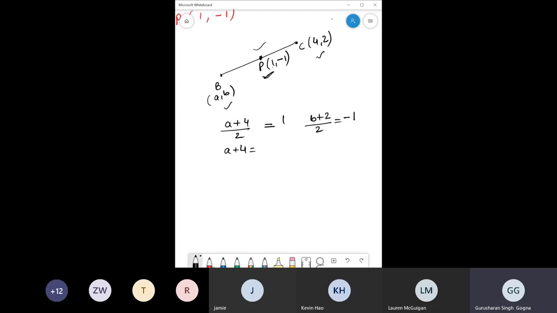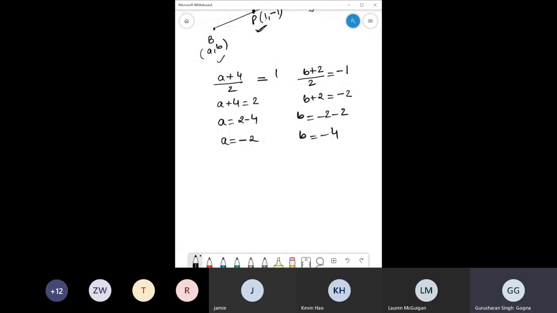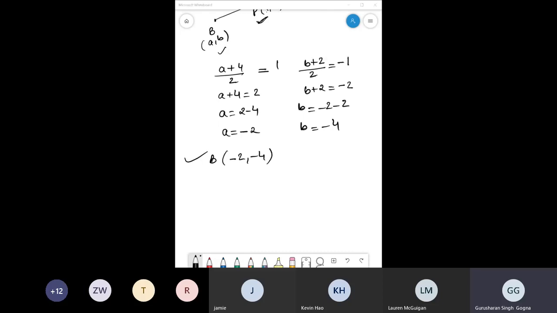So A plus 4 equals 2. A is equal to 2 minus 4, which means minus 2. B plus 2 equals 2 multiplied by minus 1, which is minus 2. So B equals minus 2 minus 2. So B equals minus 4. Okay. So the point is (minus 2, minus 4). So we got the coordinates of point B as well. Okay. Is that clear?